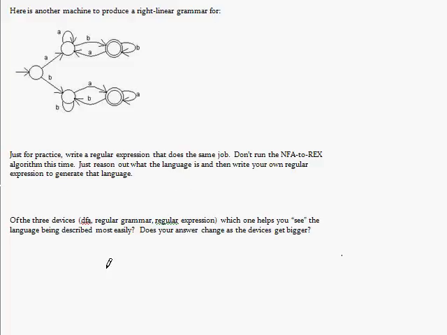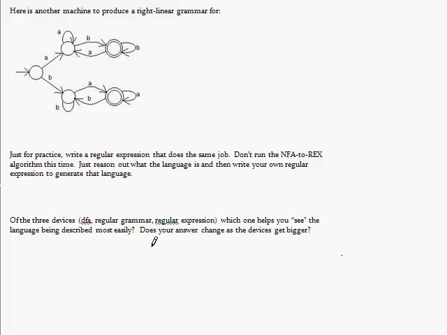And then one last thing. We know now 3 different devices that we can make for a regular language. We can make a finite state machine, we can make a regular grammar, we can make a regular expression. I know which one helps me see what's going on the most clearly, the most easily, and that's the picture. But I'd like you to think about it. Which one helps you the most?